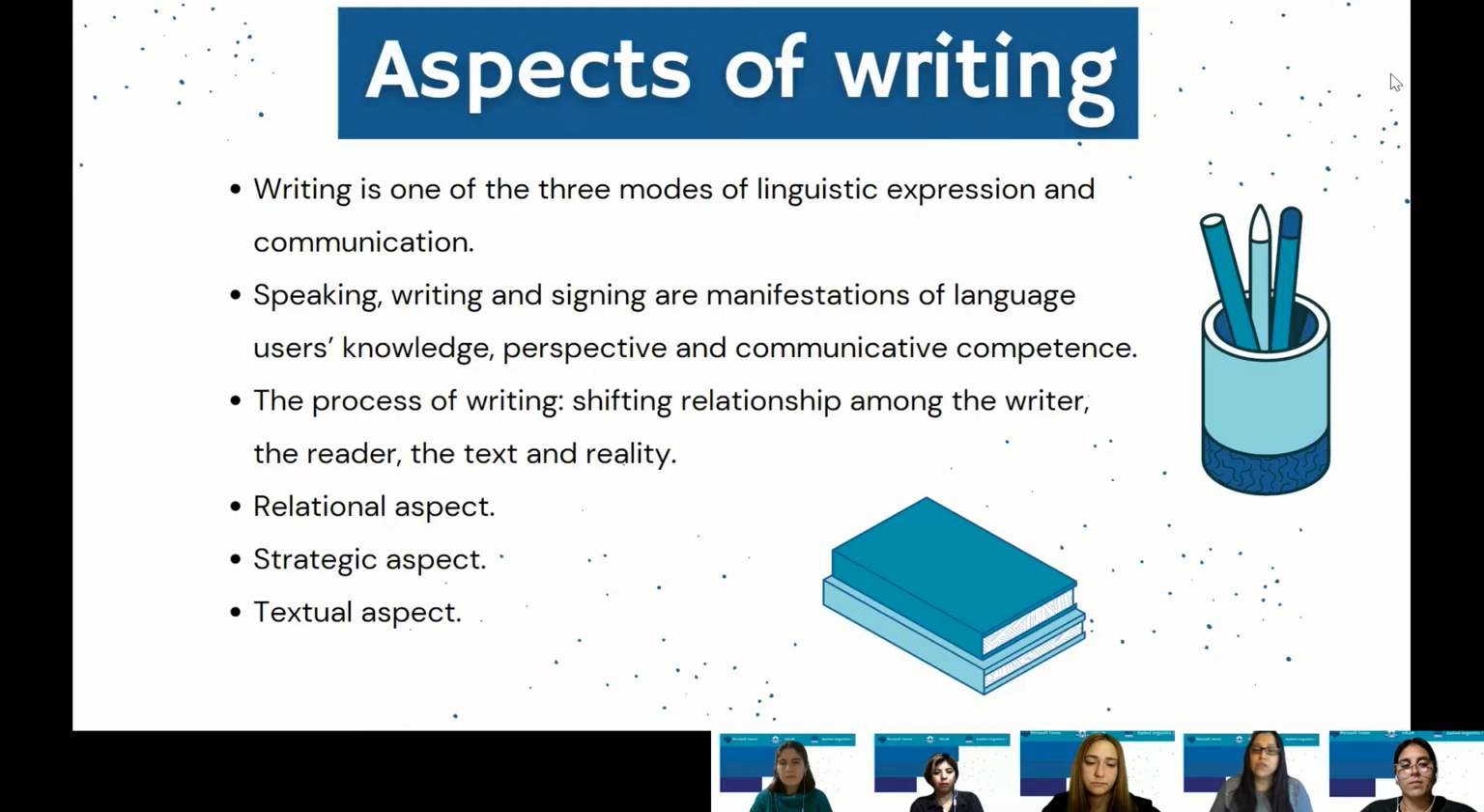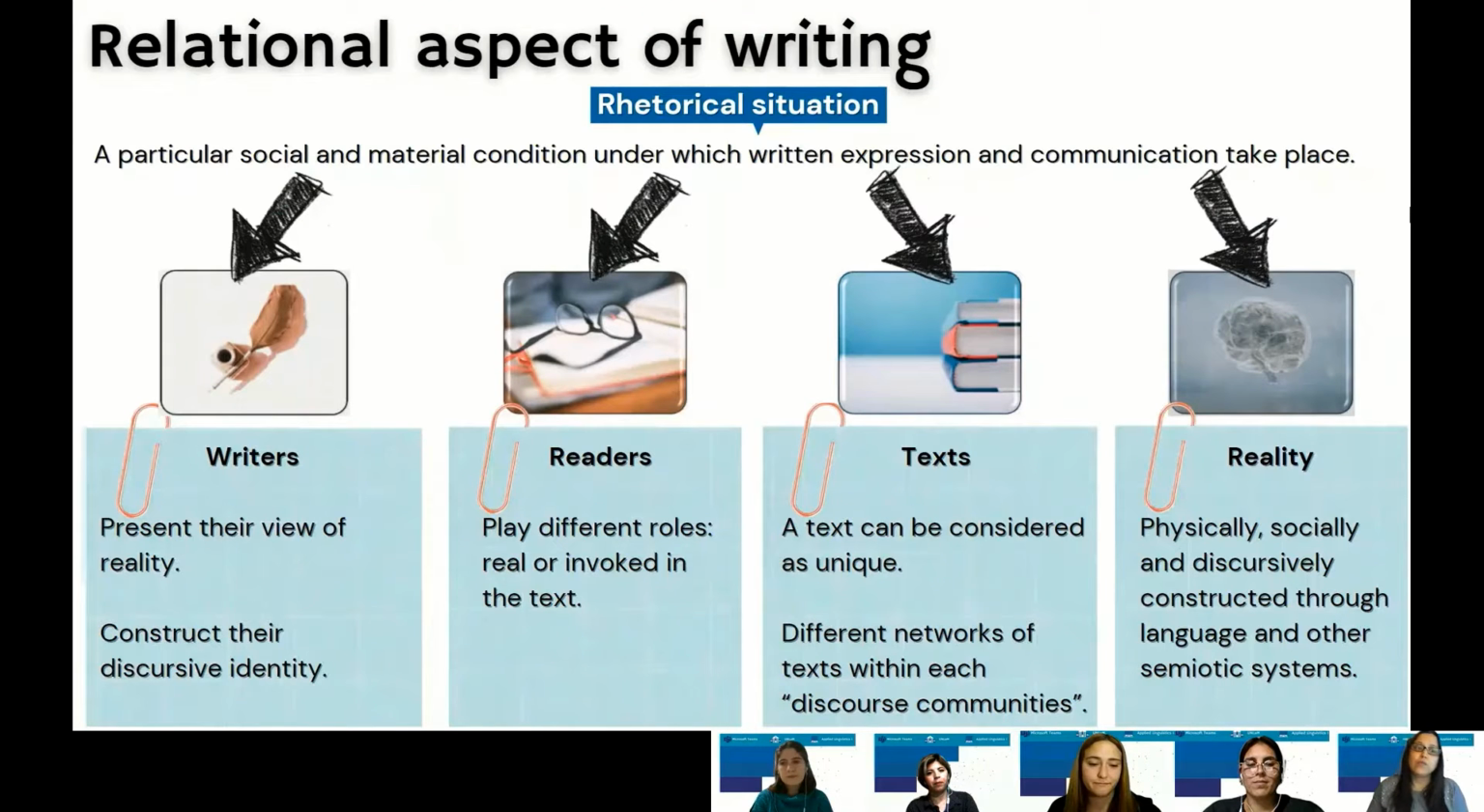Writing involves three different aspects. The relational one, which is the relationship among the elements of writing. The strategic one, which is the use of various strategies for developing and communicating ideas. And the textual one, which is the use of available discourse repertoire. I will explain the relational aspect of writing.